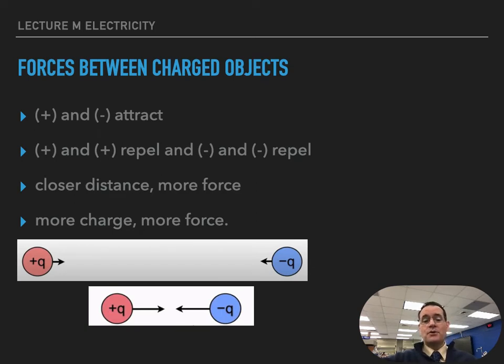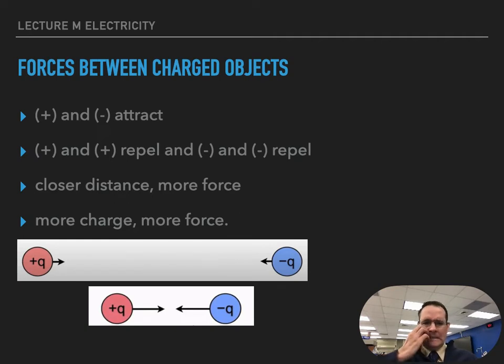The second thing to remember is that like charges repel. Now, there's 2 possibilities for that. Here we have a +1 charge and a +1 charge that will be forced away from each other, or repel each other. The second possibility is when we have a -1 charge and a -1 charge, and those 2 will be repelled away from each other, or forced away from each other.